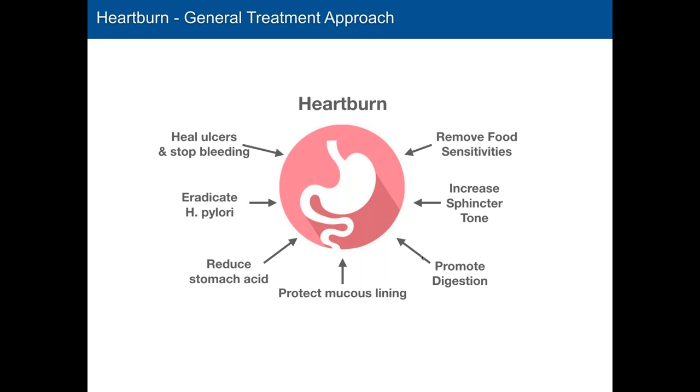You might want to increase mucus production. That could be taking a demulcent, either marshmallow or slippery elm or licorice. You may need to reduce stomach acid. Generally speaking, I don't like to do that. There are acid-blocking drugs and herbs that will do that for you.